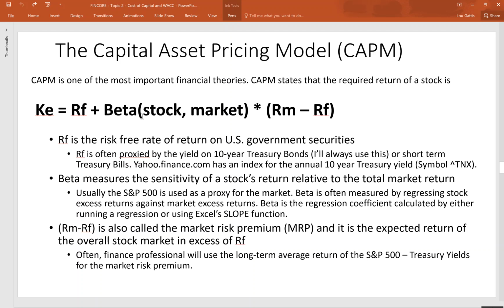That beta is the regression coefficient between the stock's excess returns and the market's excess returns. And here's the compensation for risk. It's the expected return of the total market, RM, minus the risk-free rate, our treasury rate. So what I need to do is look up the long-term treasury rate, have an estimate of the expected return of the market over the risk-free rate, which is called the market risk premium, and then calculate a beta. So that's what we're going to do.